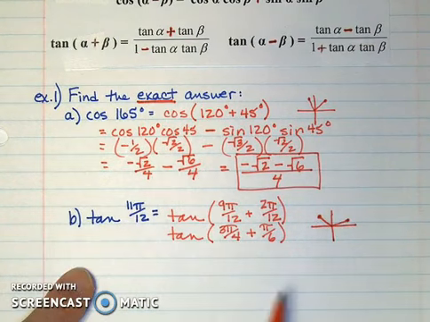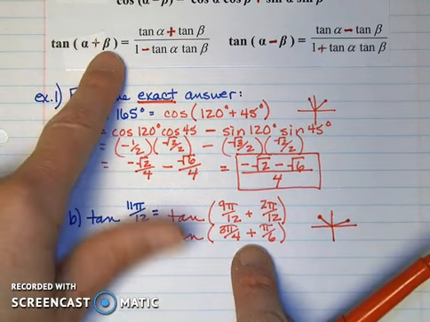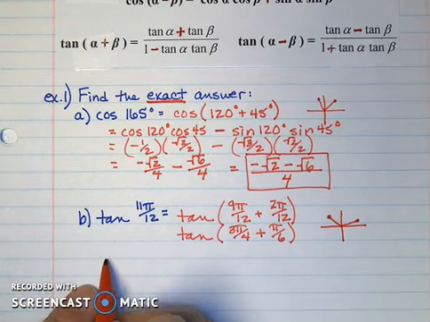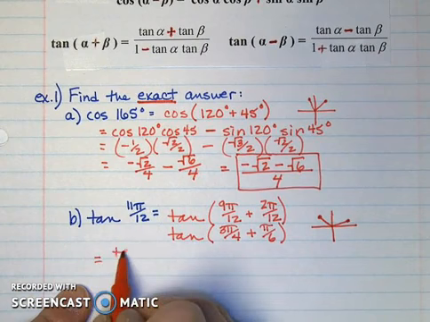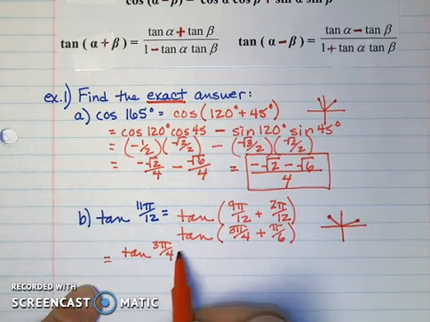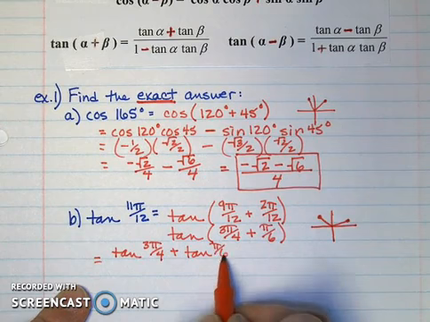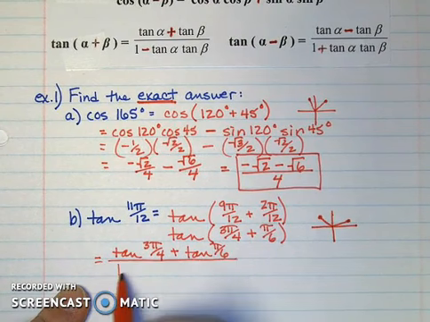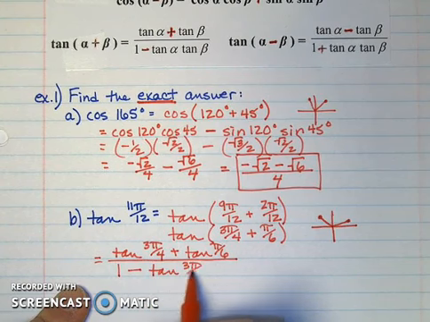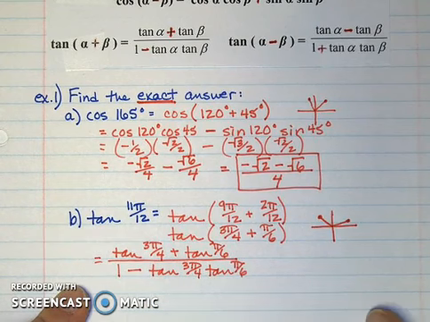Now we're going to go up and we're going to use, this is a sum for a tangent, so we're going to use this formula right here. We're going to take the tangent of each value. So I've got the tangent of 3 pi over 4 plus the tangent of pi over 6 all over 1 minus the product of those. So the tangent of 3 pi over 4 times the tangent of pi over 6. Now we're going to simplify this. Let's scoot this up a little bit.